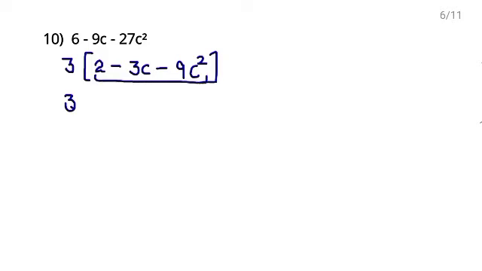If you can see here, all these terms are divisible by 3. So we can take 3 common. Now in the bracket you have 3 2s are 6, minus 3 3s are 9c, minus 3 9s are 27c square. Now write this 3. Arrange this polynomial in the descending order of the power of the variable. First of all, highest power minus 9c square, then minus 3c, then plus 2.